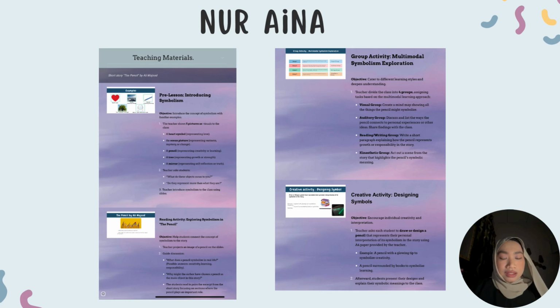The last activity is the creative activity, which is an individual activity where the teacher asks each student to draw or design a pencil that represents their personal interpretation of its symbolism in the story, using A4 paper provided by the teacher. For example, a student can draw a pencil with a glowing tip to symbolize creativity, or draw a pencil surrounded by books to symbolize learning. Afterwards, students will present their design and explain the symbolic meaning to the class.